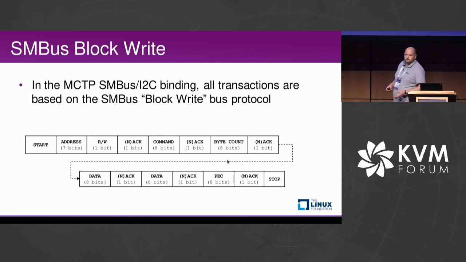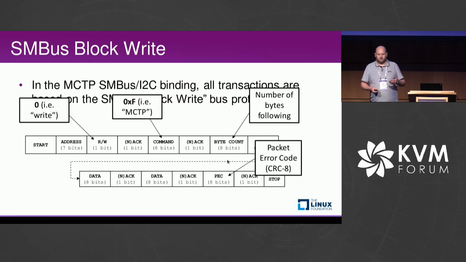MCTP is based on the SMBus block write protocol, and it's basically just a predefined layout of these messages. There's the start condition, the address, the read-write bit, which is always 0 to indicate a write. Then there's a command frame that is always set to 0xF, to indicate MCTP. Then there's another data frame indicating how many bytes are in this transfer, and then the data bytes start showing up. In the end, you have a packet error code, which is just a CRC over the entire message.